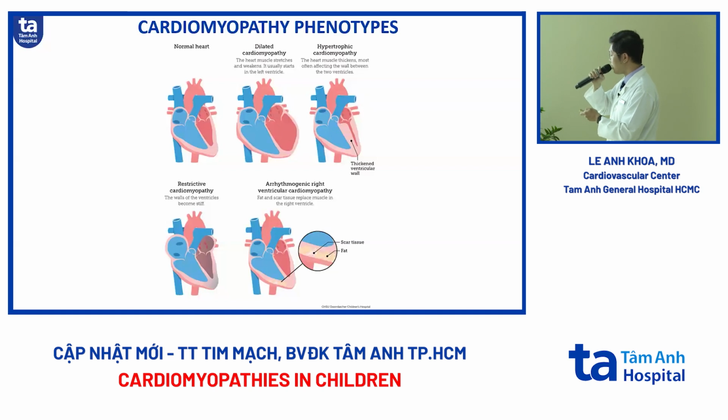We see this picture. Here is the normal heart. In dilated cardiomyopathy, the heart muscle is stretched and weakened, and it usually starts in the left ventricle. In hypertrophic cardiomyopathy, the heart muscle is thickened. In restrictive cardiomyopathy, the wall of the ventricle becomes stiff, which induces dilation of the two atriums. And the last one is arrhythmogenic right ventricular cardiomyopathy.